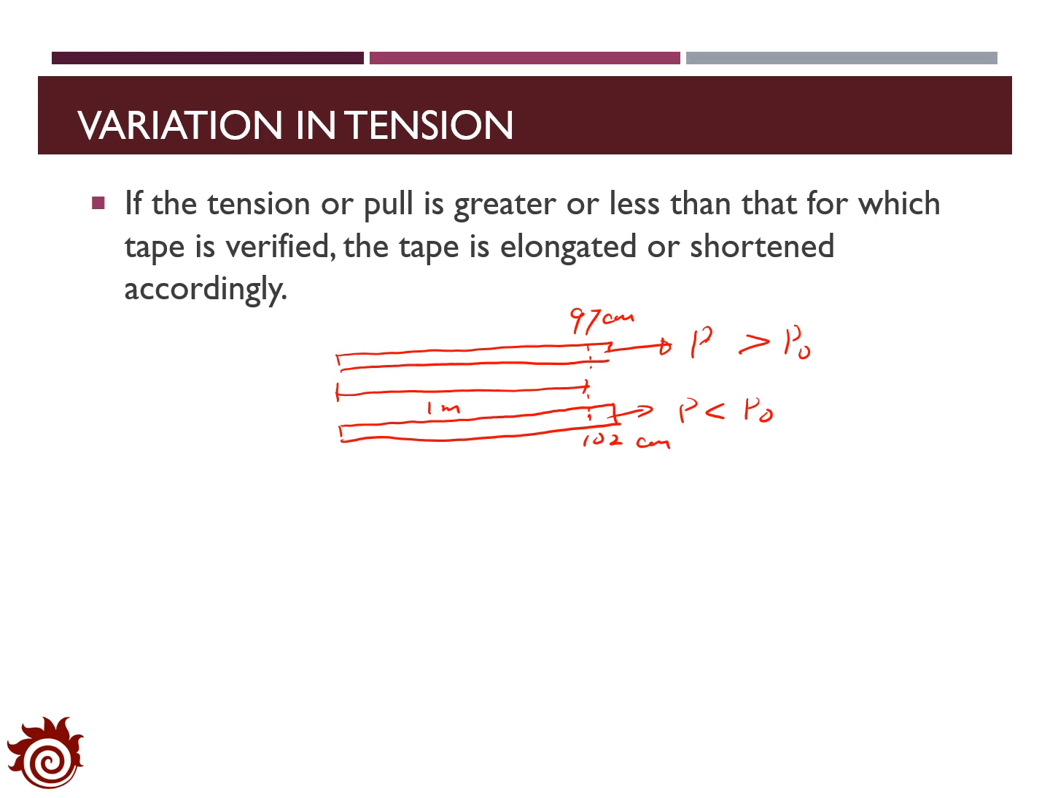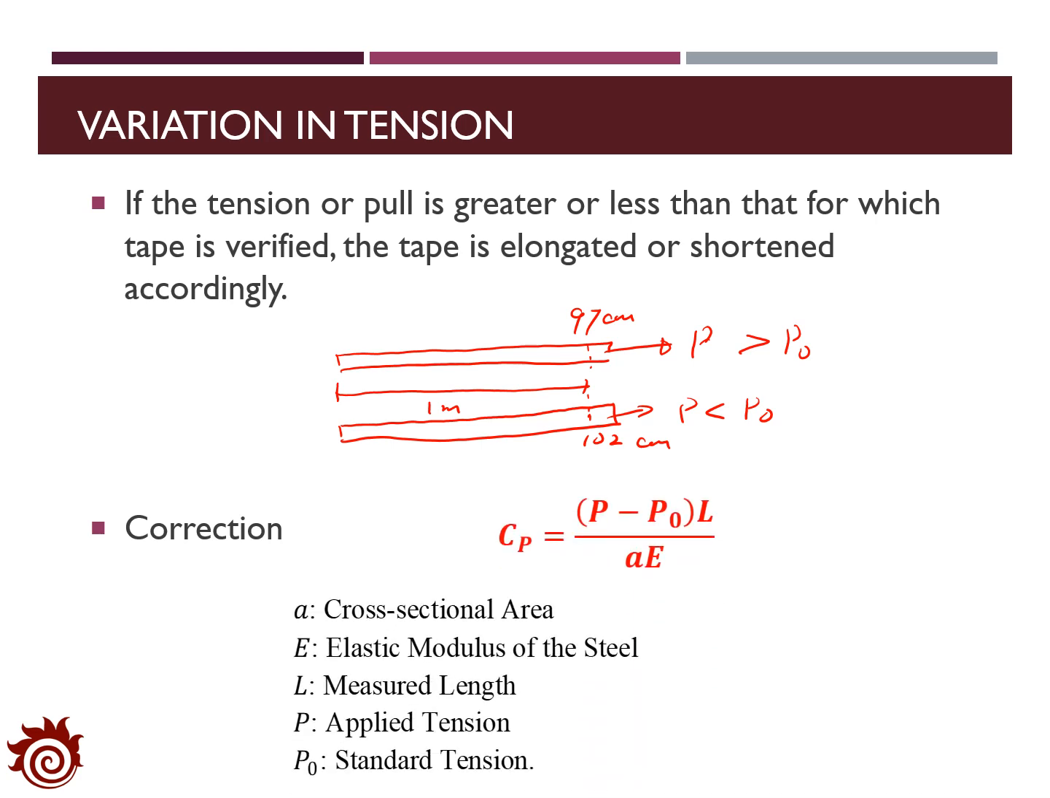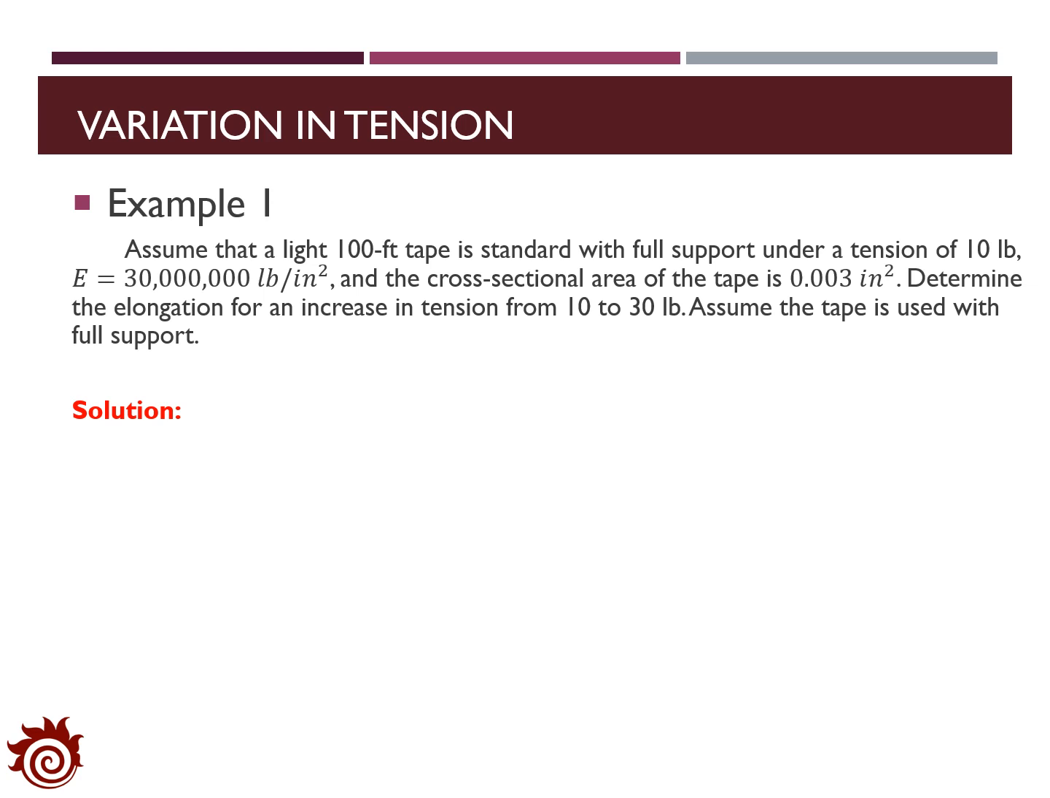In order to handle the error caused by the tension, we need to apply a correction. So the correction from the tension is capital C_P equals (P minus P0) times L over A times E. Here, A is the cross-section area of the tape, capital E is the elastic modulus of steel, L is the measured length, P is the applied tension, and P0 is the standard tension. Now let's see one example about the variation in tension. Here we assume that a 100 feet tape is standard with full support under a tension of 10 pounds, with the elastic modulus of 30 million pounds per inch squared, and the cross-sectional area of the tape is set as 0.003 inch squared.